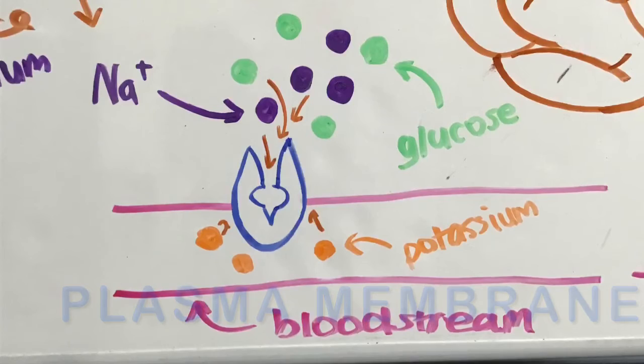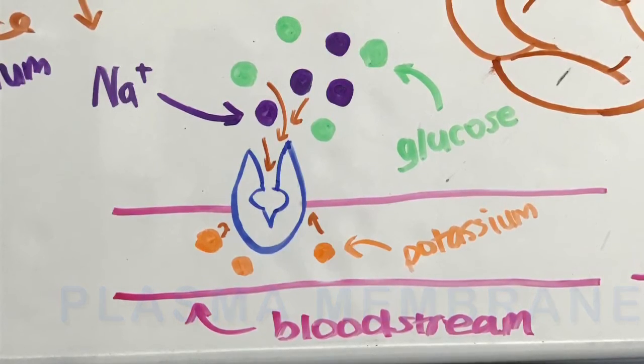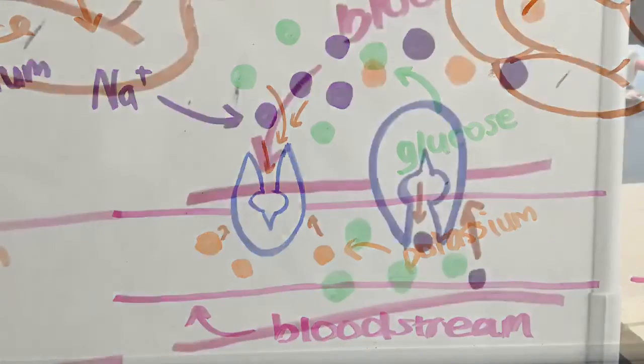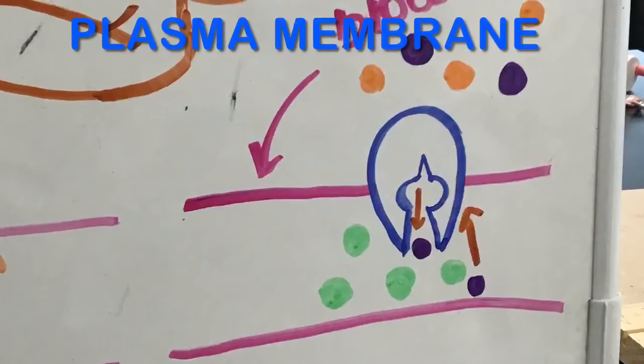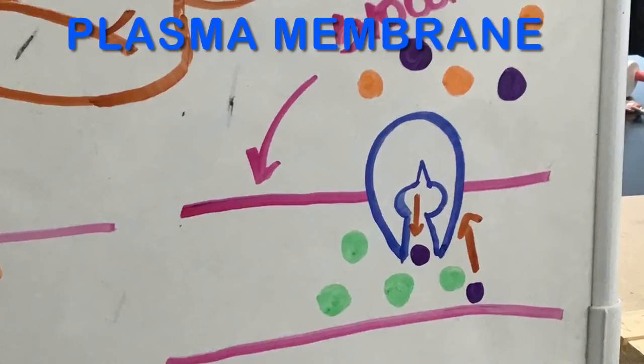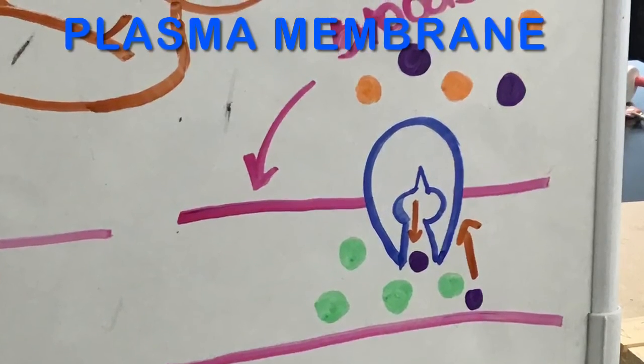To pump glucose against the concentration gradient, the pump takes both sodium and glucose from outside the cell and deposits both of them in the cell. A pump that transports two substances in the same direction is called a symport protein.